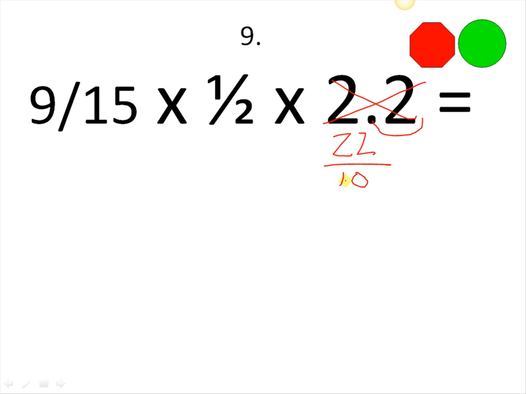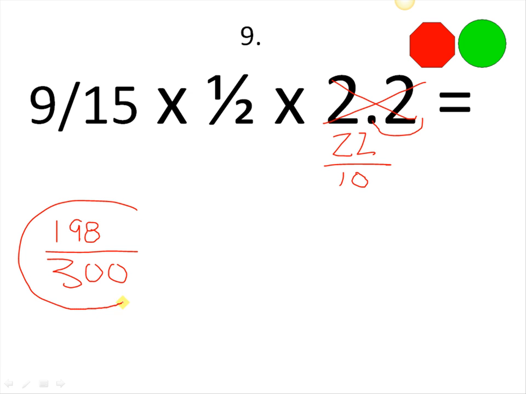Now I can just multiply pretty straightforward through. So I have 9 times 1 is 9, times 22 is going to be 198. So my numerator is going to be 198. And now I can come along and say 15 times 2, that's 30, times 10 is 300. That's the fraction, but now I need to simplify it.